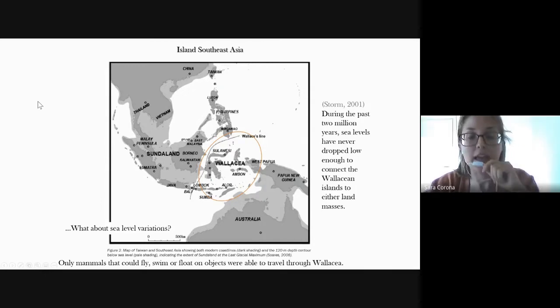Okay, so the conclusion about this topic is that if Wallacean islands were never connected to the mainland, this means that only mammals that could fly, swim, or float on objects were actually able to travel through Wallacea, and not only to travel through Wallacea, and this means also to colonize Wallacea, but even to reach the Sahul Shelf.